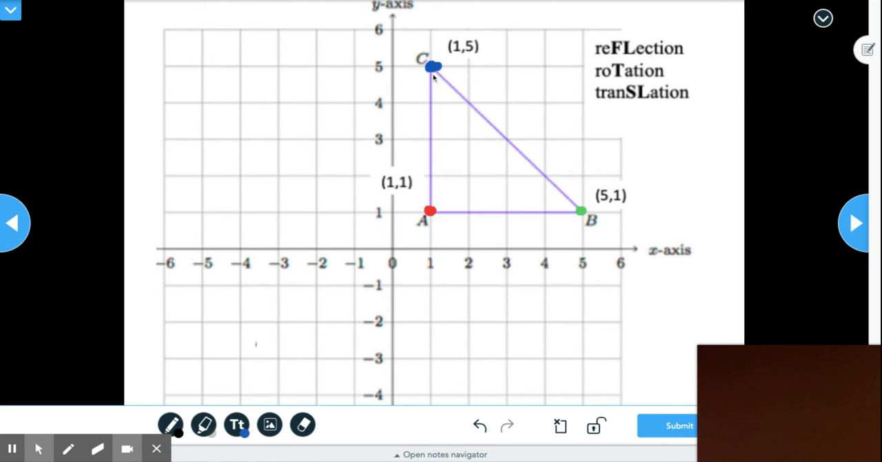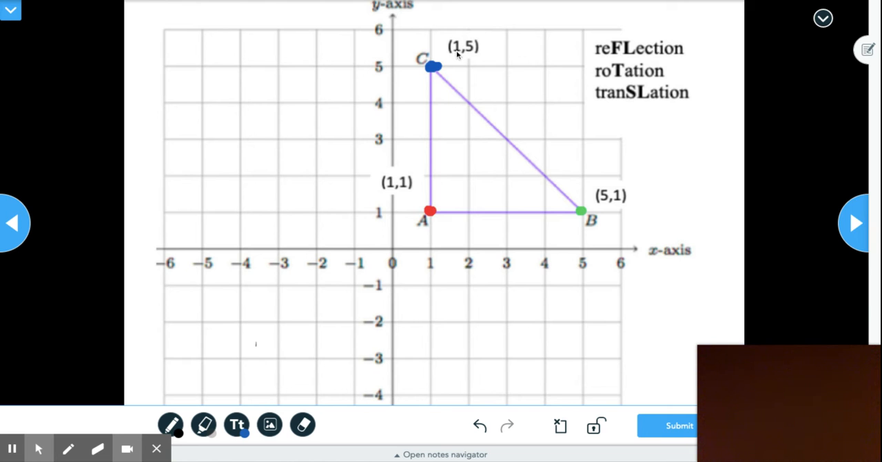So here's my point C. I can see it's located at 1, 5. We're making a counterclockwise rotation. Clockwise would move to the right, just like a clock moves to the right. So counterclockwise moves to the left. I know that coordinate C will be located here in quadrant 2 after a 90-degree counterclockwise rotation.